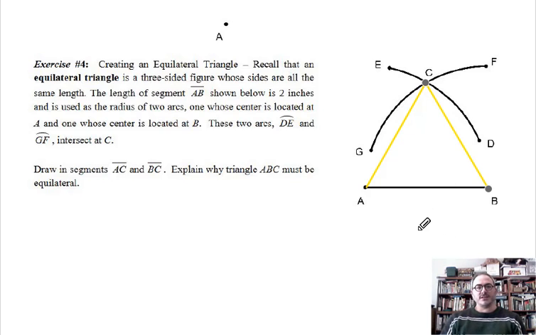The length of AB, shown below, is 2 inches and is used as the radius of these two arcs. They're going to intersect at C. So I drew in the segments AC and BC and explain why ABC must be equilateral. When someone says explain, you want to use the word because.